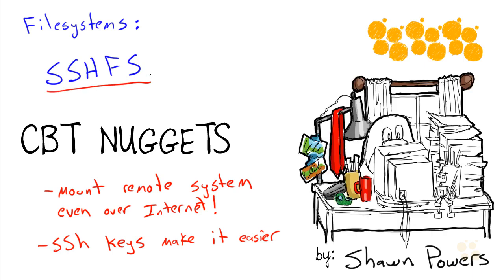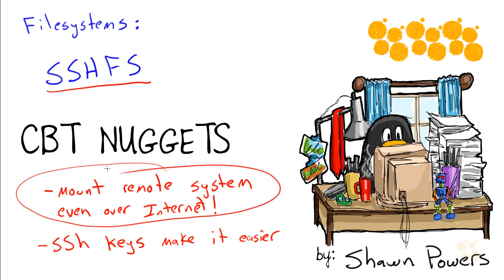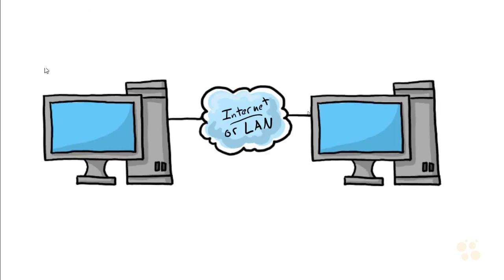SSHFS is an incredibly powerful way to connect to a remote system and access the files on that system. The cool thing is you can even connect to a system over the internet and mount a file system on your local computer even though it's across the internet. It's really cool. Now you can use SSH keys to make this more automatic, but you don't have to. You can actually type in your password to make sure that you're securely connecting to a remote computer. And the cool thing is, like I said, you can use this across the entire internet.